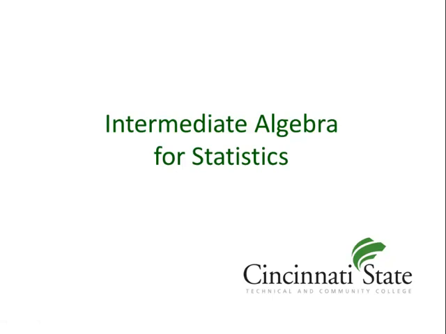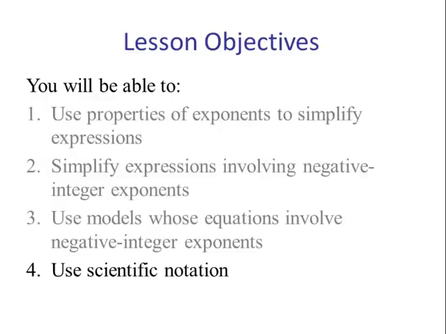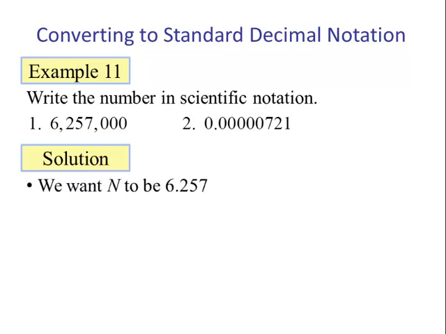Intermediate Algebra for Statistics, Integer Exponents Part 5. Lesson Objective: Use Scientific Notation. Example 11. Write the numbers in scientific notation. Number 1, 6,257,000. Number 2, 0.00000721.